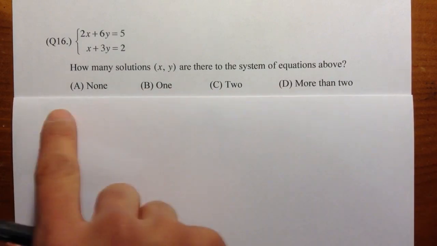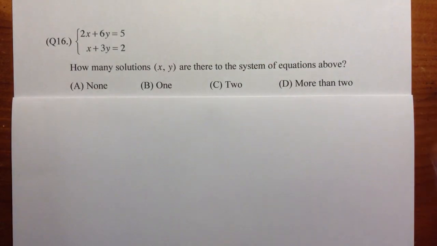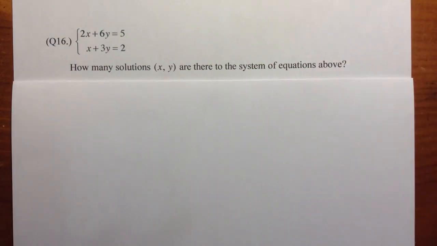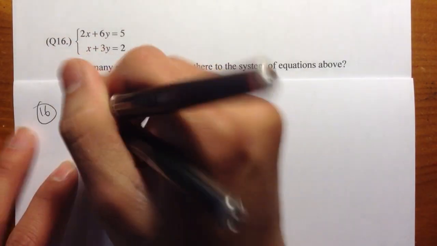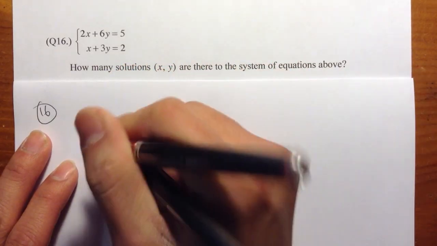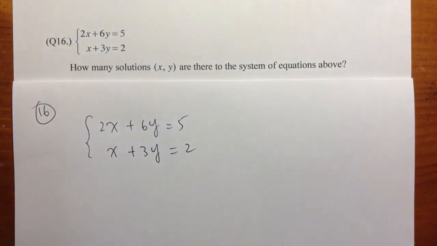From the answer choices, we cannot just plug in the x value and the y value. Otherwise, that would be much quicker. However, I will show you how to do this question. So number 16: 2x plus 6y is equal to 5, x plus 3y is equal to 2.